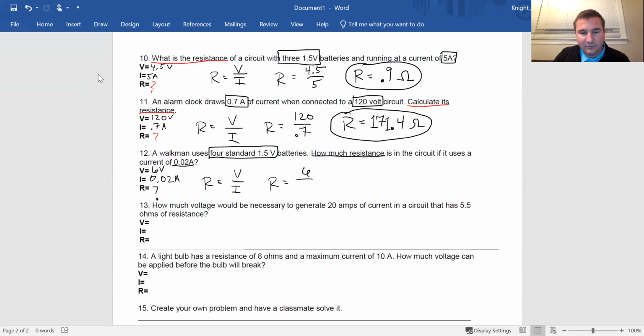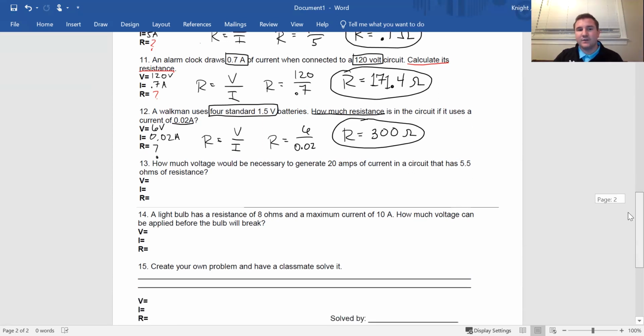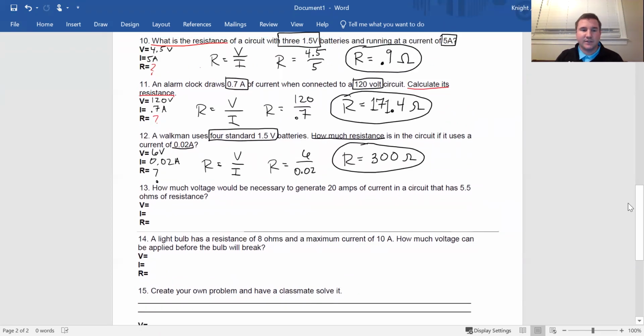R equals V divided by I. 6 divided by 0.02. And 6 divided by 0.02 is going to be, let's see, 6 divided by 2 would be 3. Move the decimal point twice. I'm going to guess 300 ohms. Let me just check really quick. It is 300. Good. Resistance is 300 ohms. All right, so there's our resistance questions. No summation for the resistance questions because resistance is what it is.